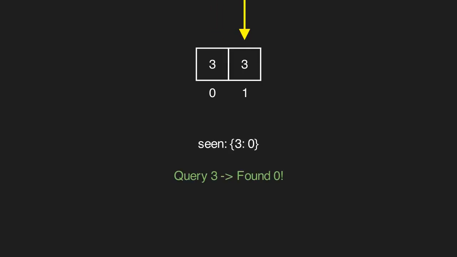The third provided example is 3, 3, with target 6, and it demonstrates valid duplicate handling. At index 0, complement 3 is absent, so we store 3 mapped to 0. At index 1, the current value is also 3, and its complement is again 3. This time the table lookup finds index 0 before the current entry can overwrite anything. We return 0 and 1. Equal values are allowed. What the problem forbids is reusing the same position, and traversal order preserves that distinction.